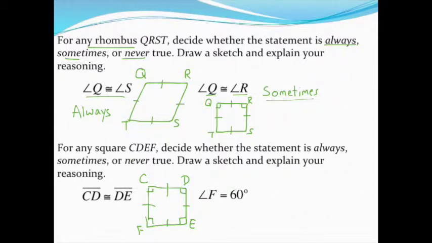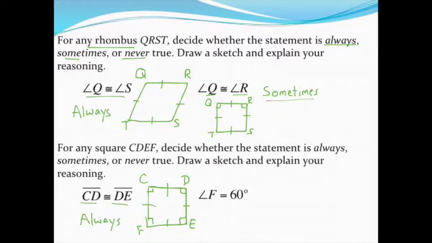So first up, we're asked about segment CD and segment DE. And I can see that those are two sides of my square. Well, you guys know a square always has four congruent sides. So that statement's going to be always true. No matter how you draw your square, all four sides are always going to be equal to each other.